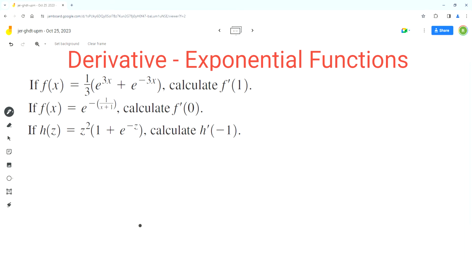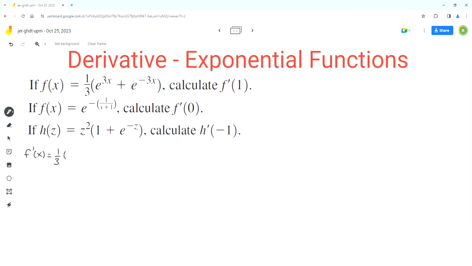So the first step is to find the derivative of this function f of x. Now this function is made up of the coefficient 1 over 3 times the expression in the parentheses. So the coefficient 1 over 3 will stay the same. So f prime of x equals 1 over 3 and then parentheses. Now we have to find the derivative of the exponential terms in the parentheses.